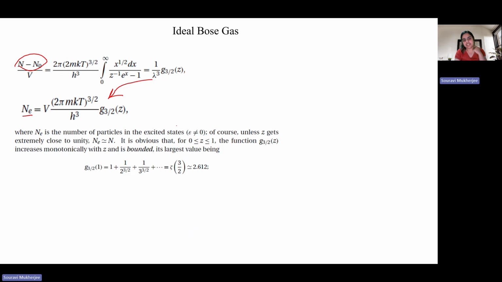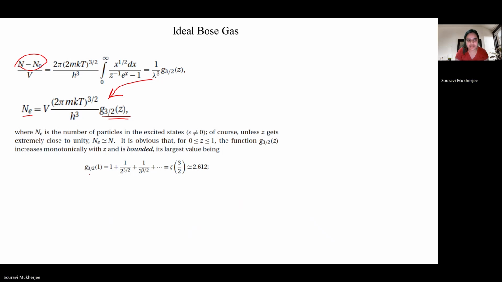So basically you have written this explicitly. Ne is the number of particles in the excited state, where energy is not equal to 0. Of course, unless Z gets extremely close to unity. Gradually, as Z tends to unity, Ne tends to N. Now, because Z has an upper limit, right? We saw that Z ranges from 0 to 1. What is this telling you? This is telling you that the Bose-Einstein function also should have an upper limit. So the function g 3 by 2 of z increases monotonically with z and is bounded.